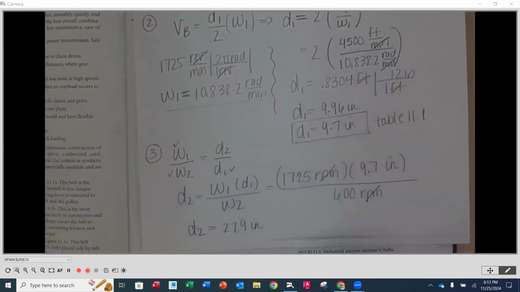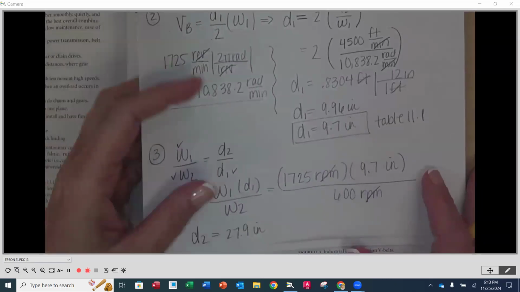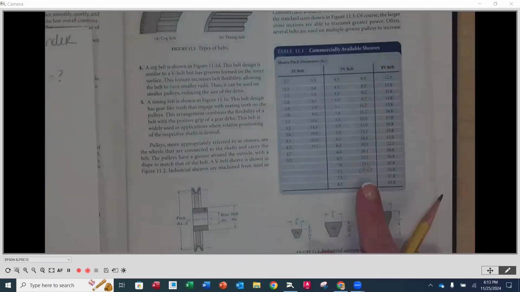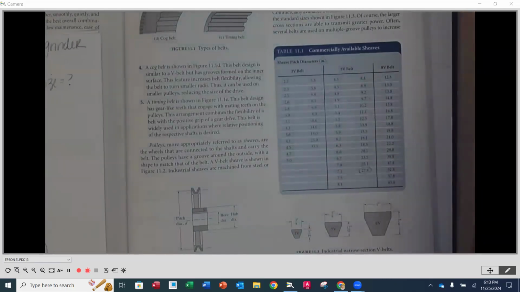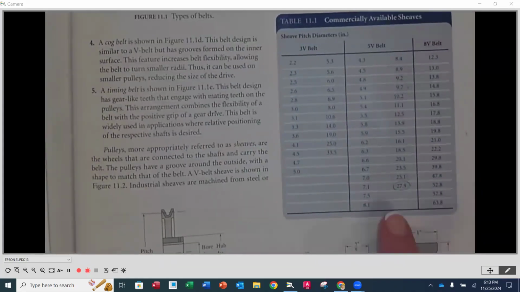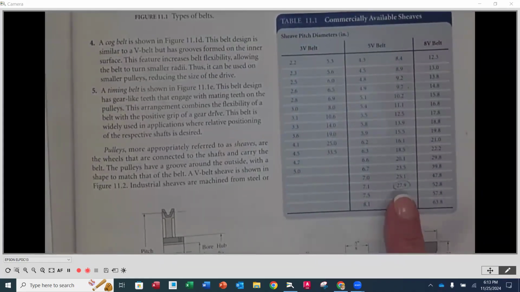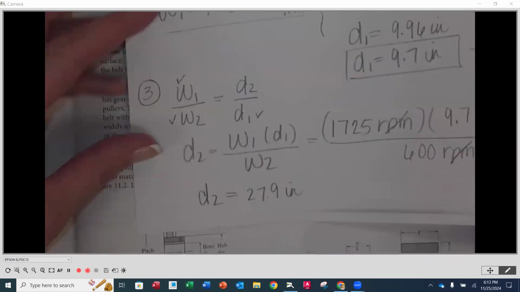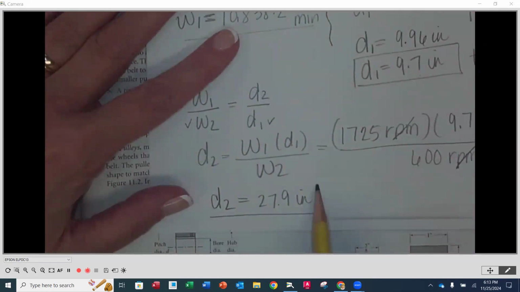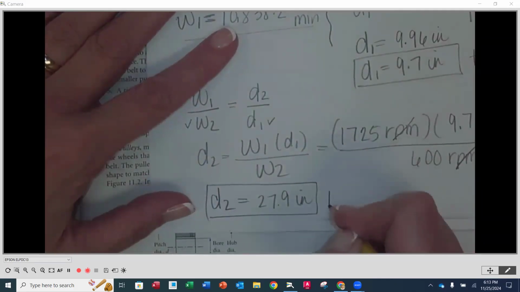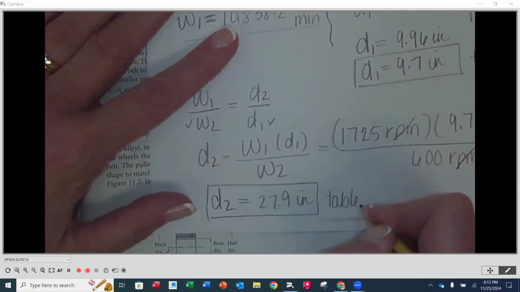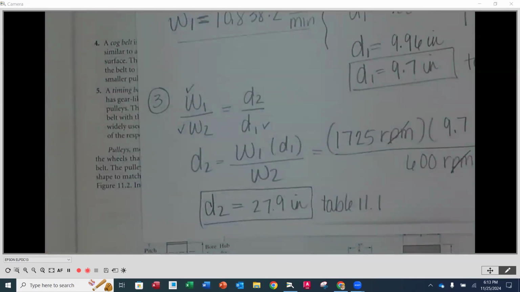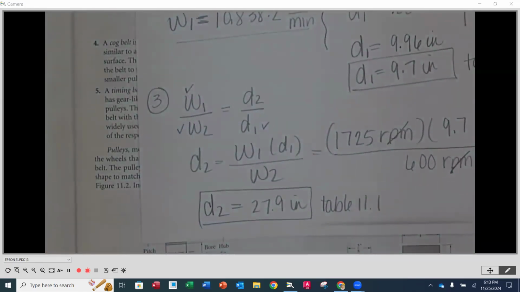So 27.9. Very nice, very convenient. Look at the last number on our V-belt list. 27.9. Awesome. So that means this even matches table 11.1. Now, chances are it's not going to be exact every time. So then you go with, again, you look at the closest one, okay?